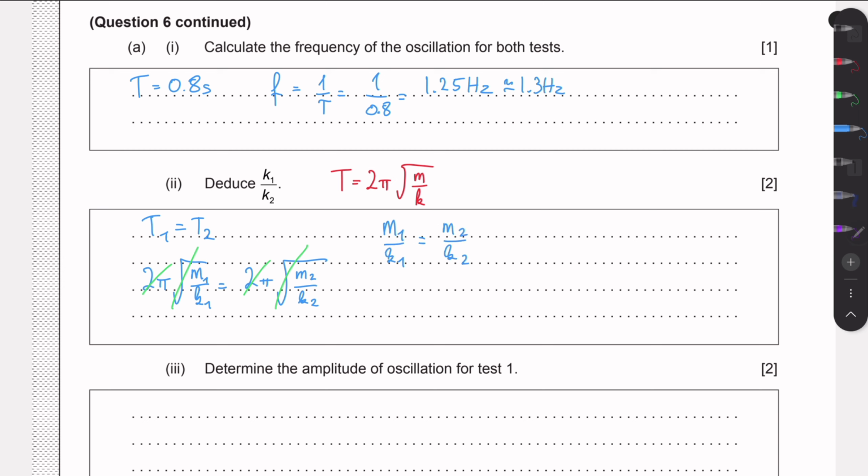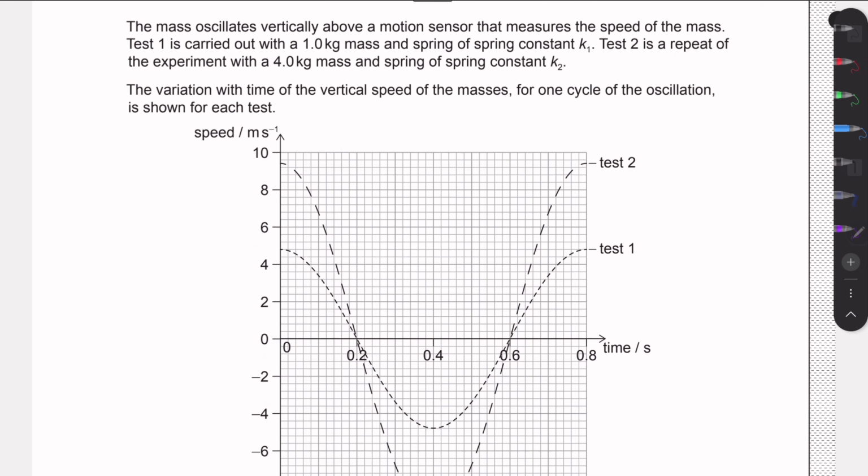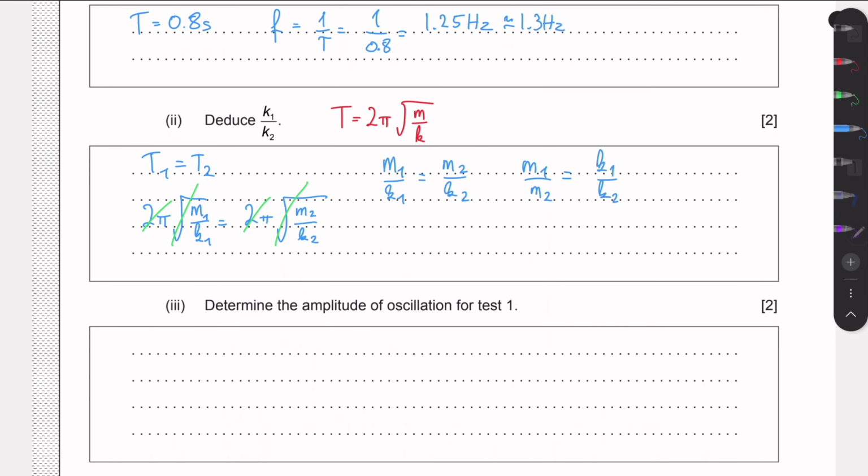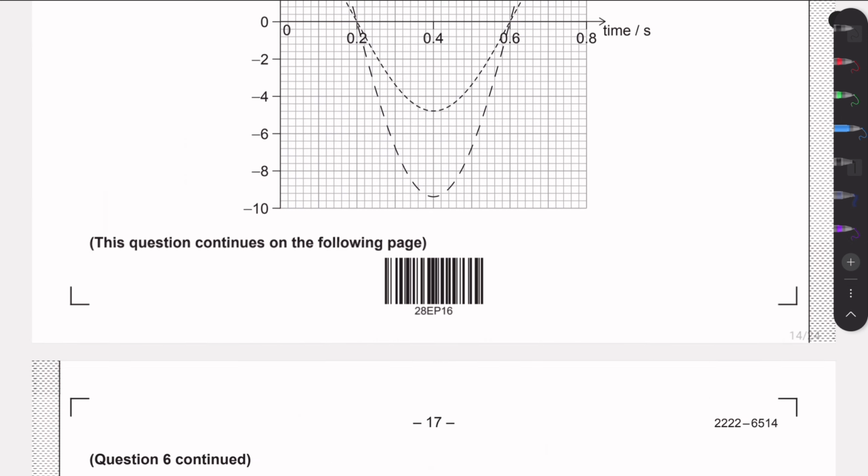And what we need is K1 over K2. So we can just bring the M2 down here and the K1 up here. And well, we know that M1 was 1 kilogram and M2 was 4 kilograms. So this will just be 1 over 4. So the spring constant of the second spring is 4 times as large. And then we need to determine the amplitude of oscillation for test 1.